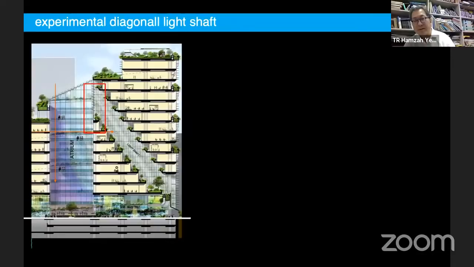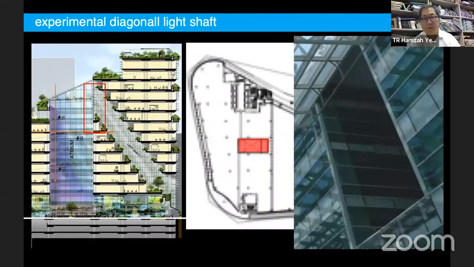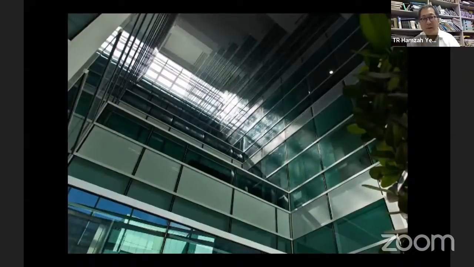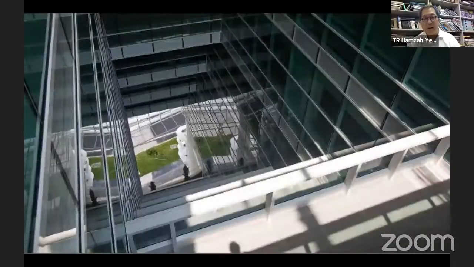We have a number of experiments. One of the experiments is what I call a diagonal light shaft. Instead of a vertical light shaft, it's diagonal, and this diagonal shaft opens out into a big void, and this big void opens out into the courtyard and into the sky. And this is looking up the diagonal shaft from the street level. And this is looking down from the diagonal light shaft.